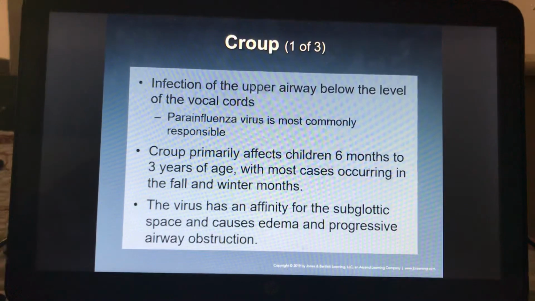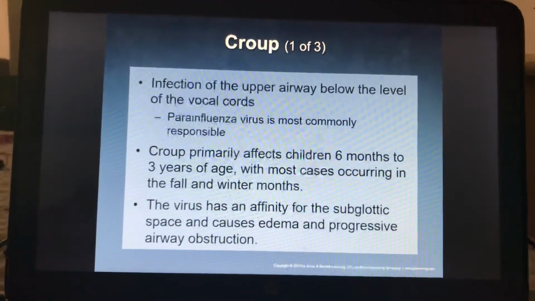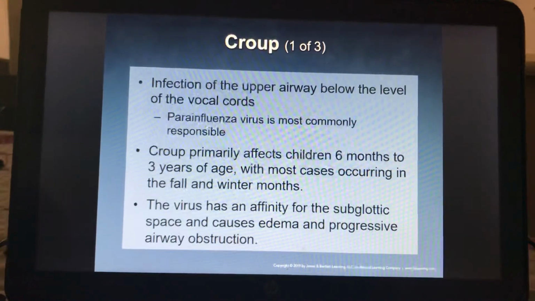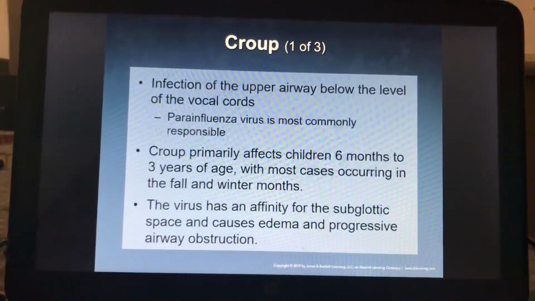All right, croup. We're going to talk about croup, epiglottitis, and bronchiolitis. These are respiratory conditions that are pretty much specific to children. Croup is where they have what they call the parainfluenza virus. It's just underneath the glottic opening, so right under the vocal cords. The glottic opening is the vocal cords. Where this infection sets up is right underneath there.